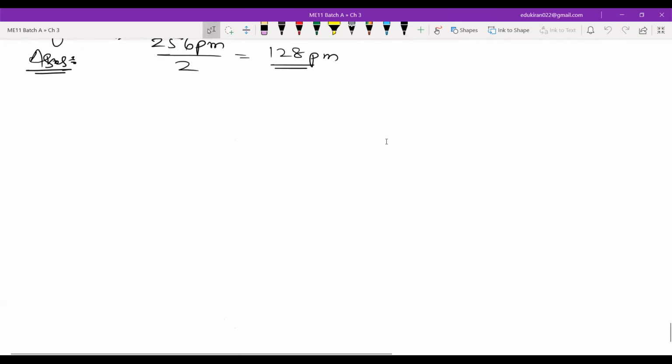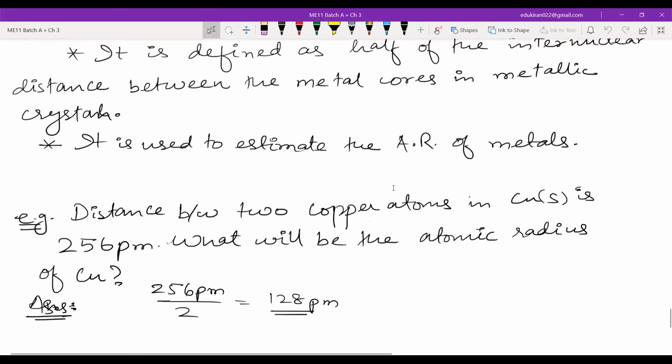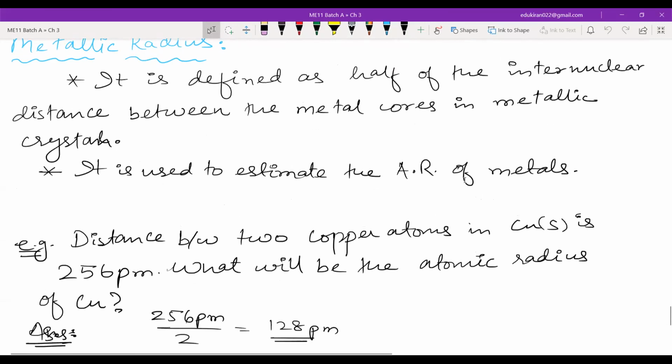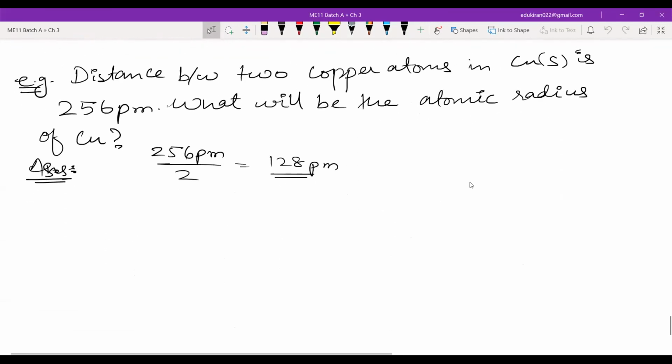Sir, I have a question. Why did we divide by 2? Because it is the distance between two copper atoms. So one copper atom is here, one copper atom is here. The distance between these two is 256. So we have to take the half of it to estimate the radius of one copper atom. We need the radius of one copper atom. Got it? Yes, we have to take the half.